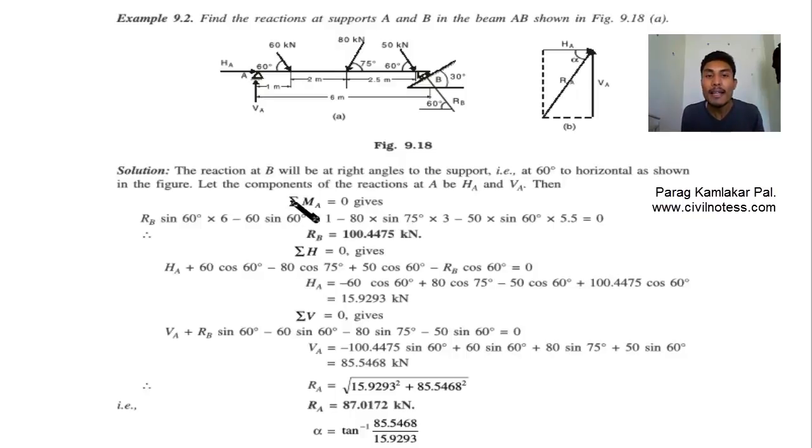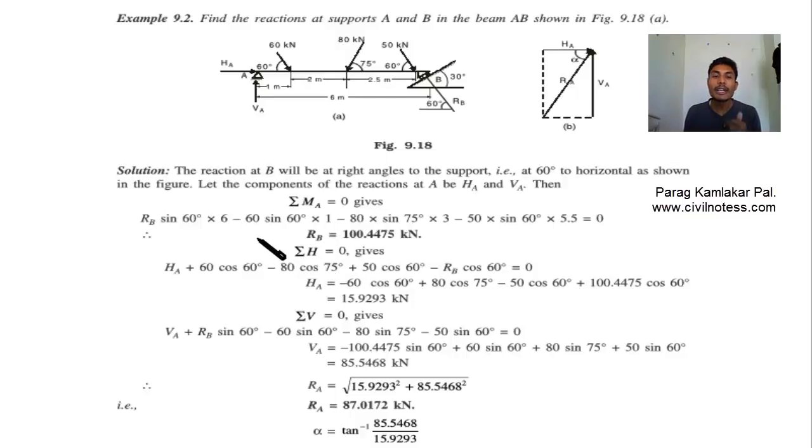Now minus 60. Here they have taken some relation. Let me see. Yes, so all these moments are taken at point A. Minus 60 sine multiplied by 1, then minus 80 sine 60 multiplied by 3.